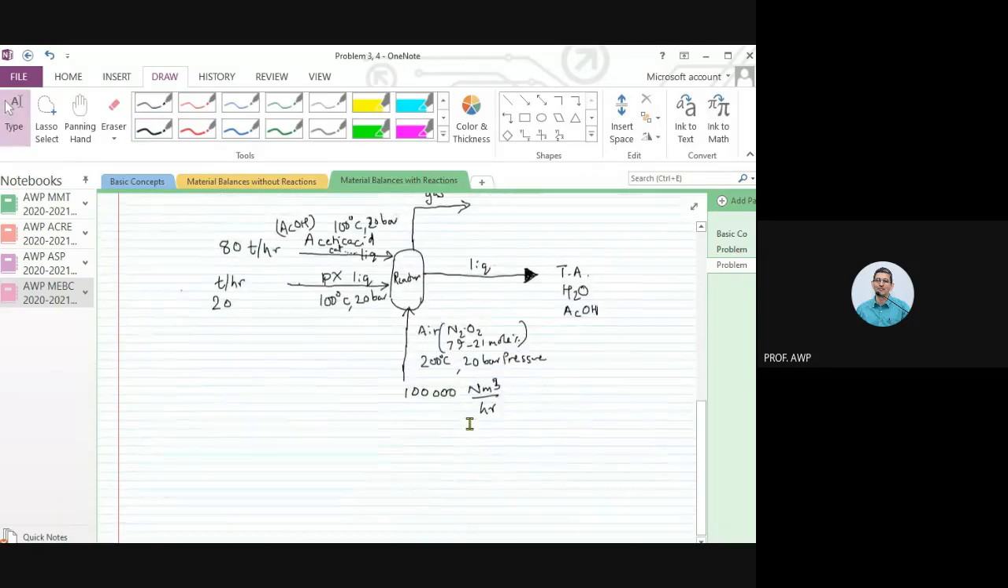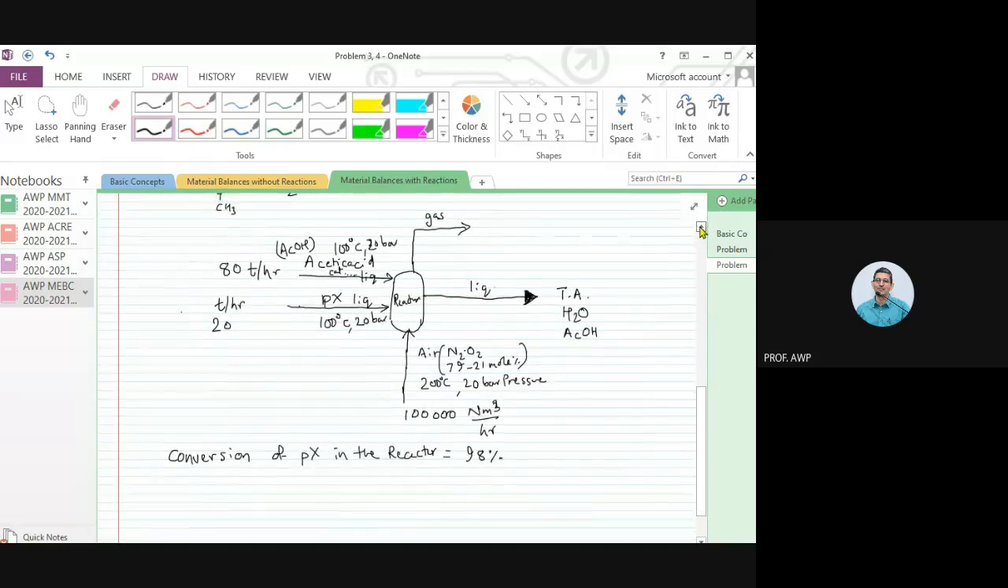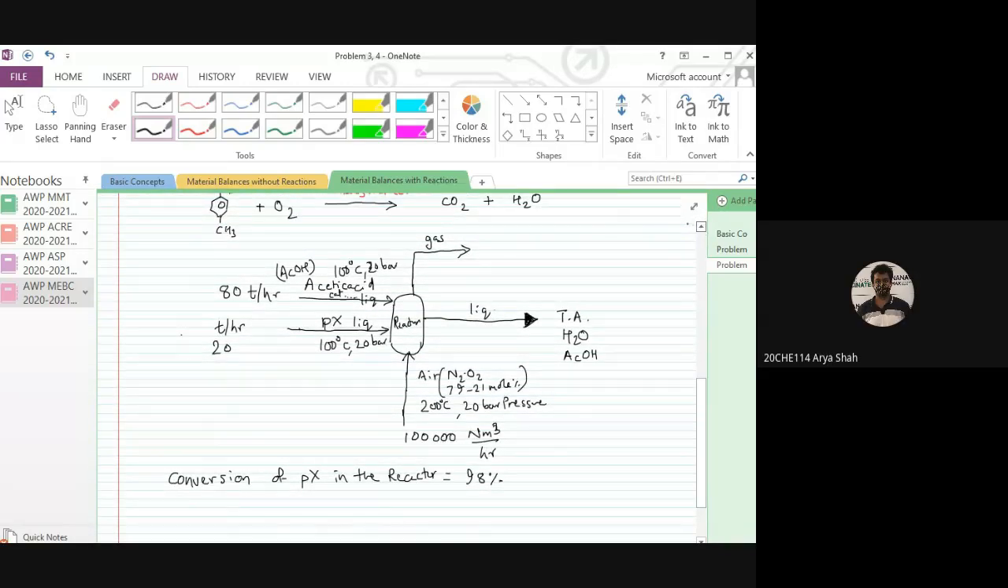If I say now conversion of paraxylene in the reactor is, let's say, 98%. What would that mean? 98% of all paraxylene would be... Correct. 98% of whatever paraxylene is coming in is going to react. So will there be unreacted paraxylene? Yes, sir. So that unreacted paraxylene also will go out.